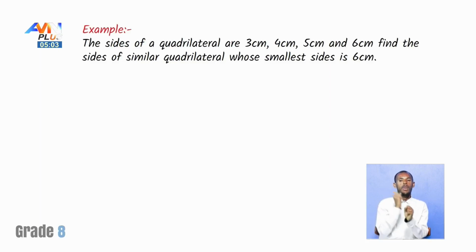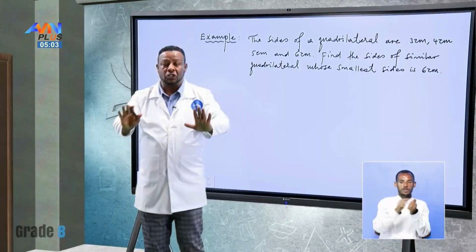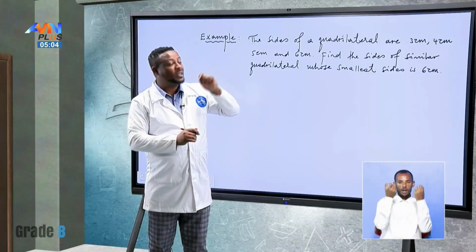Find the sides of a similar quadrilateral whose smallest side is 6 centimeter. Okay. Before we proceed to the calculation part, we need to understand what the problem is saying.